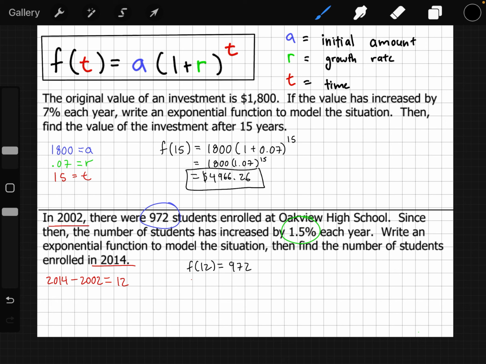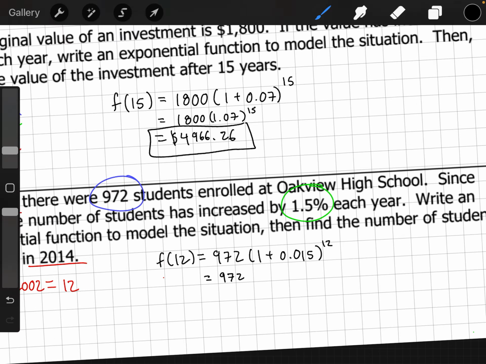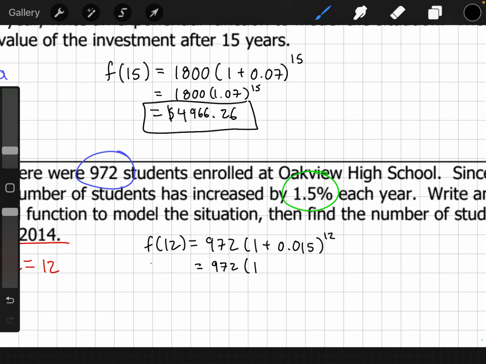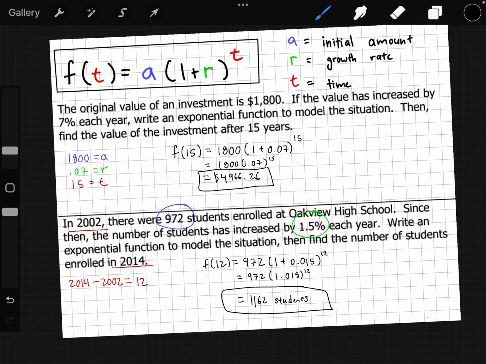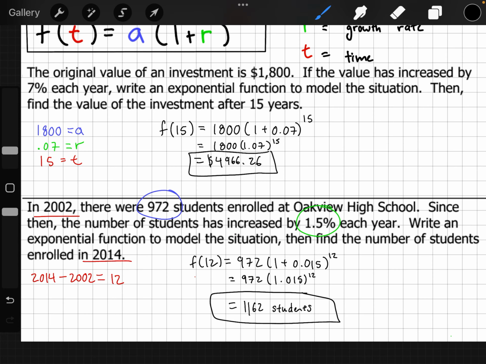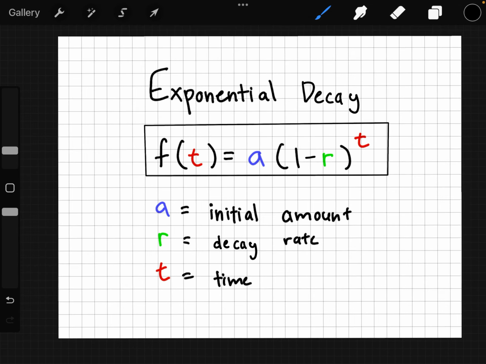So our function f of 12 equals 972 times 1 plus 0.015 raised to the power of 12. 972 times 1.015 to the power of 12 equals 1,162 students. So after 12 years, there are 1,162 students enrolled at Oakview High School.